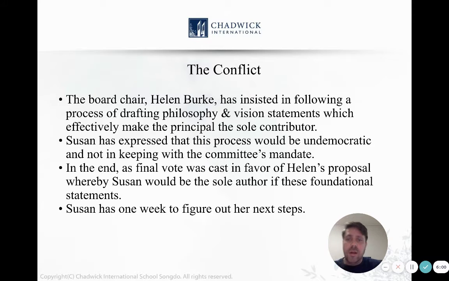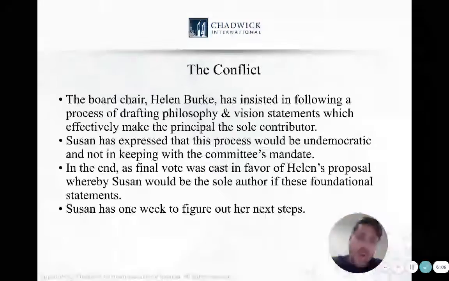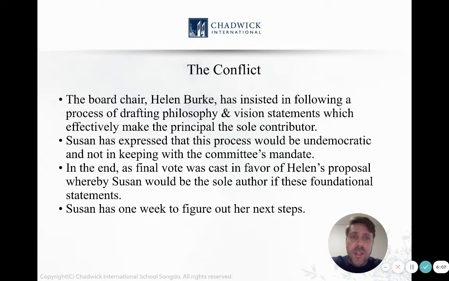So in the end, a final vote was cast in favor of Helen's proposal, whereby Susan would be the sole author of these foundational documents, and then the advisory committee would review them. So Susan basically has 1 week to figure out her next steps.